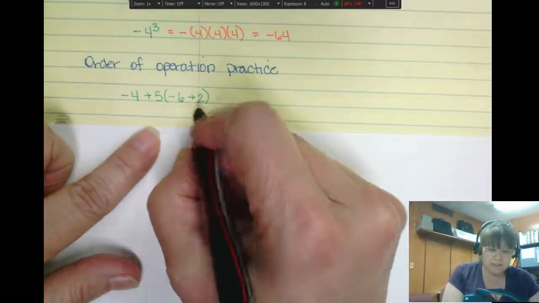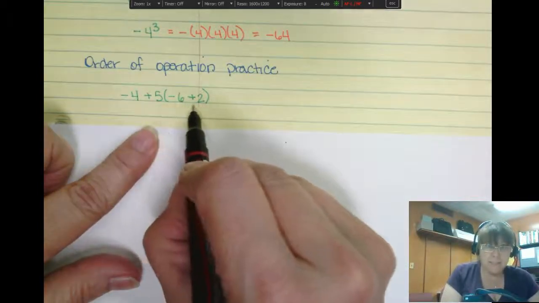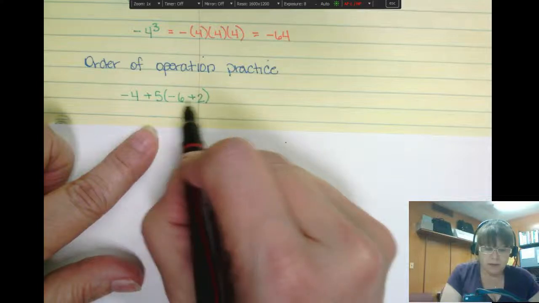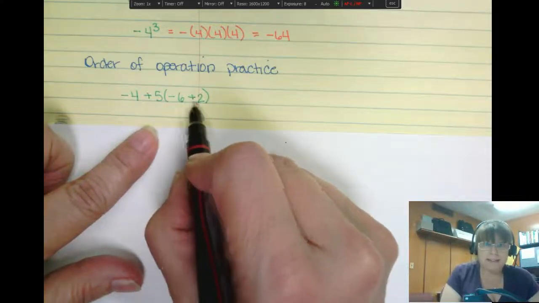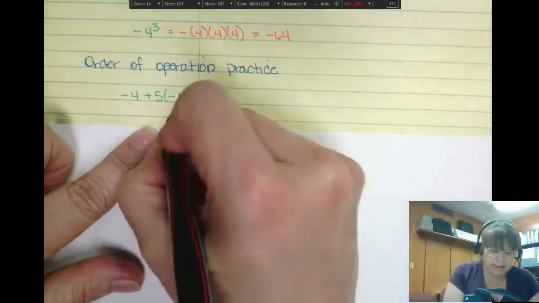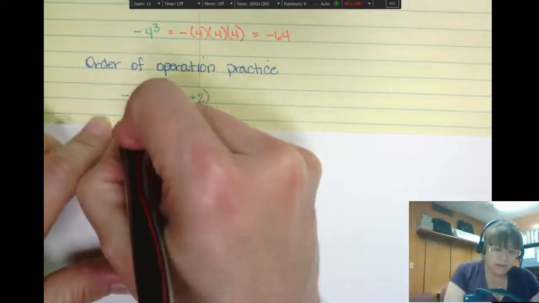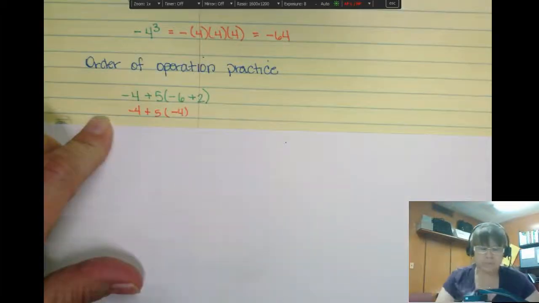Let's do the parentheses first. So negative 6 plus 2, they're opposite signs, so we take the difference and keep the sign of the larger. So 6 minus 2 is 4, and 6 is larger than 2, so it is a negative 4. I'm going to write out the whole entire problem so I don't forget a step.